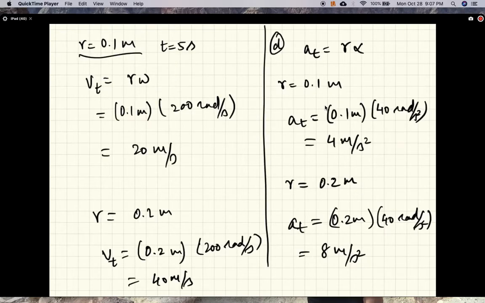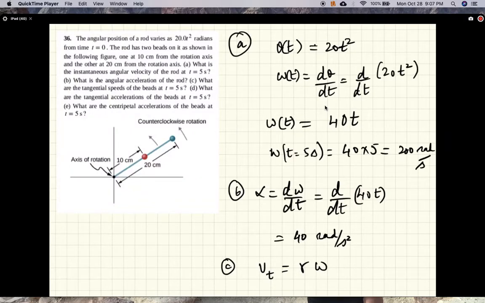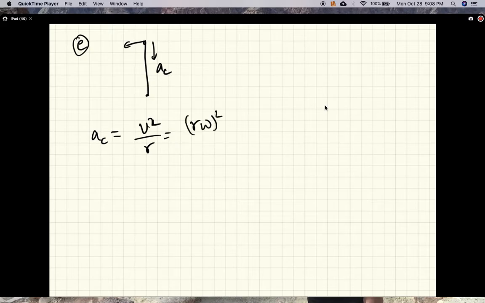And the last part is, they want us to calculate what are the centripetal accelerations of the beads. So the centripetal acceleration, for a bead going about that axis, is v²/r, equal to (rω)²/r, which is rω².